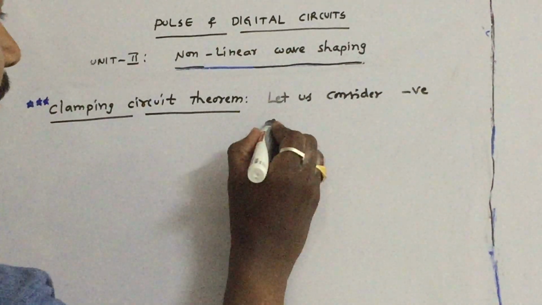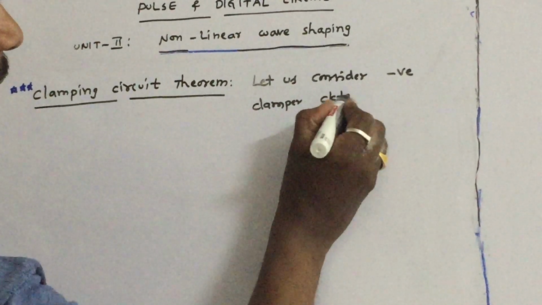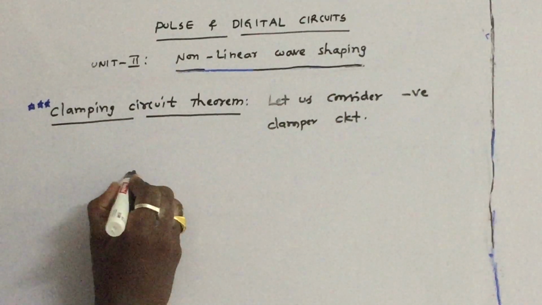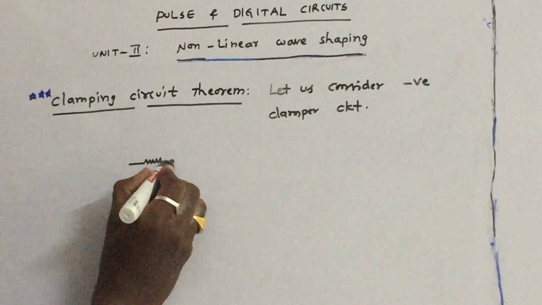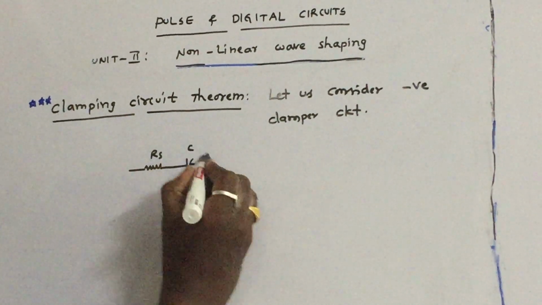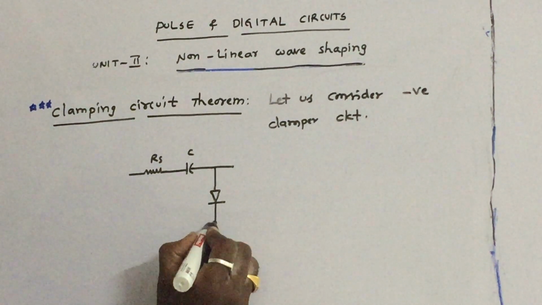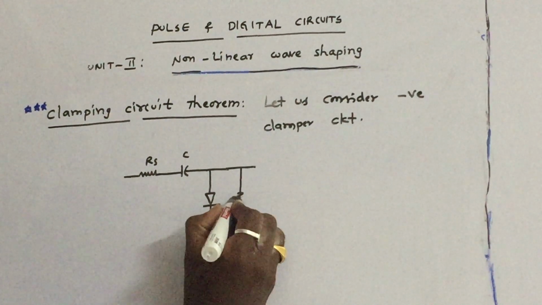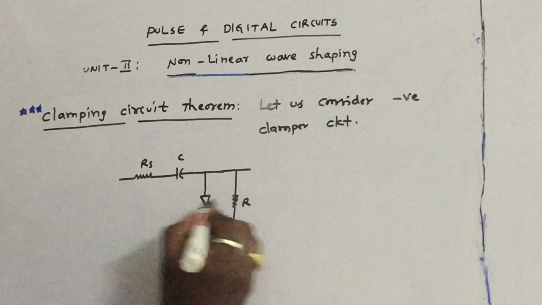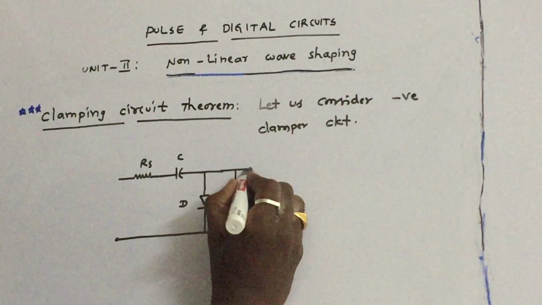negative clamper circuit. As you know, the negative clamper circuit consists of the source resistance, and this is the capacitor C, and say this is the diode, and we place a shunt resistance R across the diode. So this is the circuit we take.